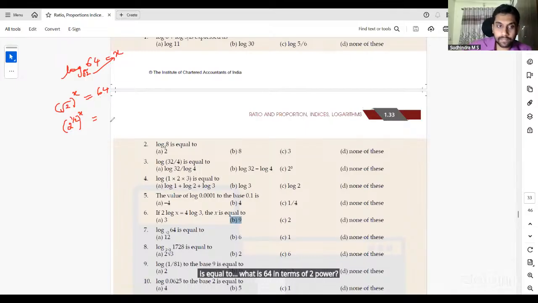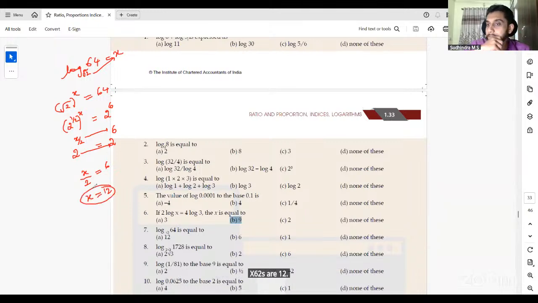2 power 6. 2 power 1 by 2 whole power x can be written as 2 to the power x by 2 is equal to 2 power 6. Same base, equate the power: x by 2 equals 6. X is 6 2s are 12. 12 is the answer. Okay, that is how we get question number 7. Those who have completed, you can move on to question number 8.